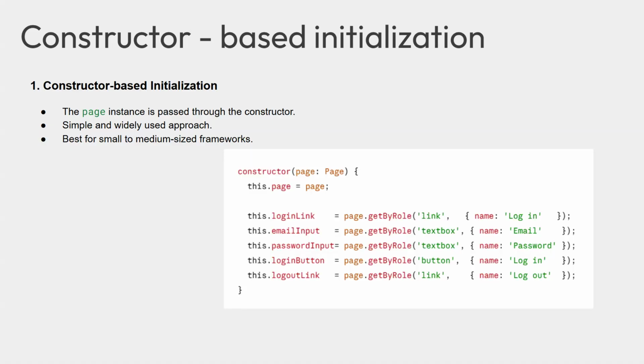Okay, so what I'm going to do is inside my constructor, I'm going to initialize all my elements: login link, email input, password, button. This is for the login page.